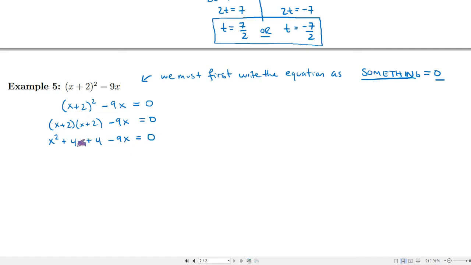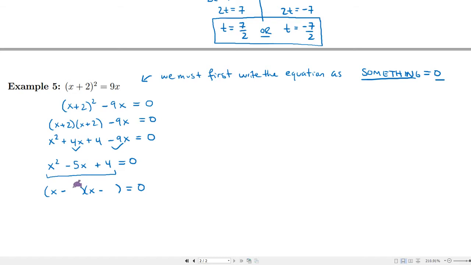And so simplifying this, the 4x and the 9x, we can combine those two and get −5x. So we have x² − 5x + 4 = 0. And now we're going to factor this. So we're going to have (x + something)(x + something) = 0. The product of what we're putting in these two has to be positive 4, and the sum has to be negative 5. Since we're getting a sum of negative 5, that tells me I'm going to have two negatives. And the factors of 4 are 1, 2, and 4.